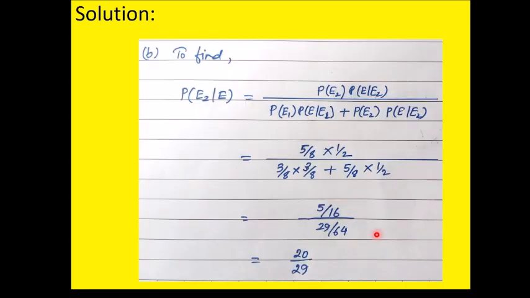In the second part, the question was what is the probability that the black ball was transferred. So, E2 by E, favorable number of cases by total number of cases, and the answer comes out to be 20 by 29.